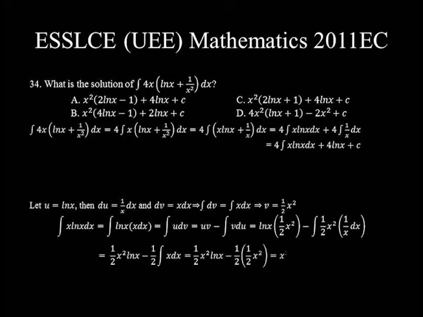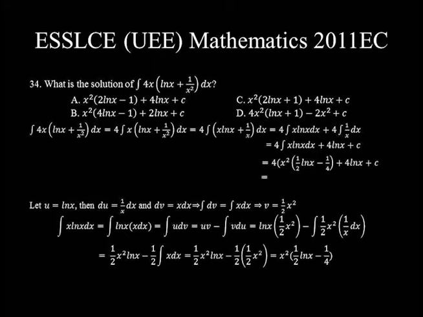Let's take x squared as a common factor. 1 over 2 x squared ln x divided by x squared is 1 over 2 ln x, minus 1 over 2 times 1 over 2 is 1 over 4, that is 1 over 4 x squared divided by x squared is 1 over 4. So let's substitute x squared times 1 over 2 ln x minus 1 over 4 in place of the integral of x ln x dx. The expression becomes 4 times x squared times 1 over 2 ln x minus 1 over 4, plus 4 ln x plus c.